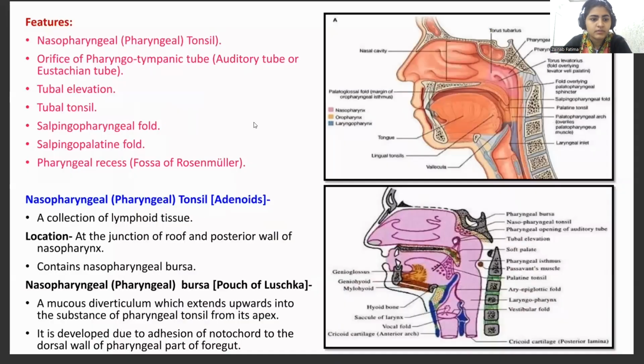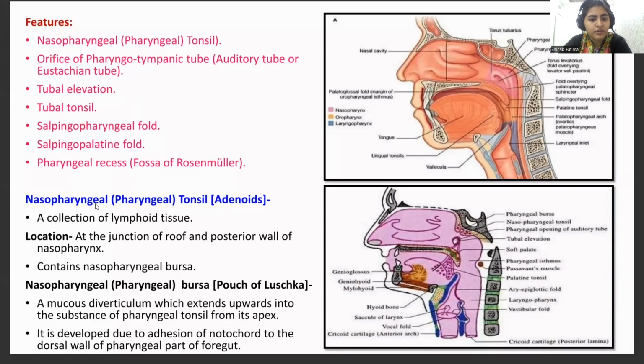Next, features: nasopharyngeal and pharyngeal tonsils, orifice of the pharyngotympanic tube, which is also known as our auditory tube, tubal elevation, tubal tonsil, salpingopharyngeal fold, and salpingopalatine fold. Pharyngeal recess, also known as fossa of Rosenmüller.